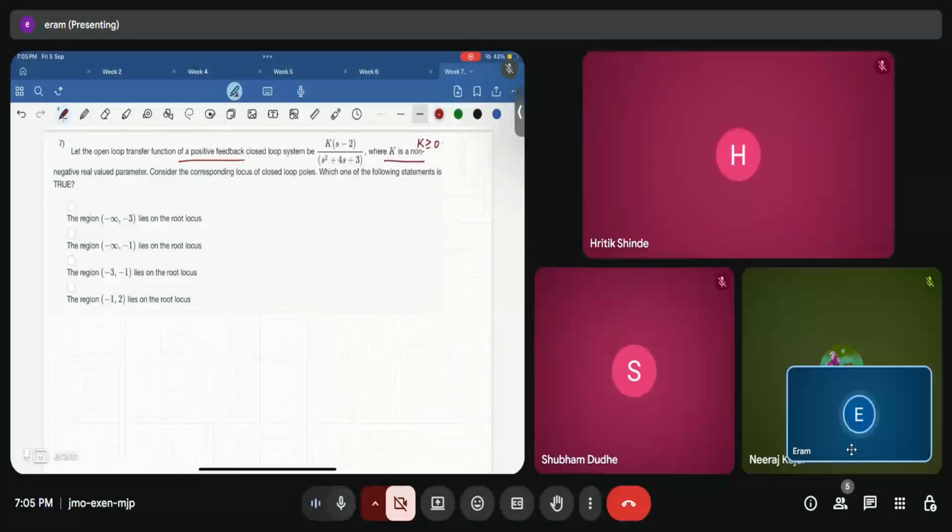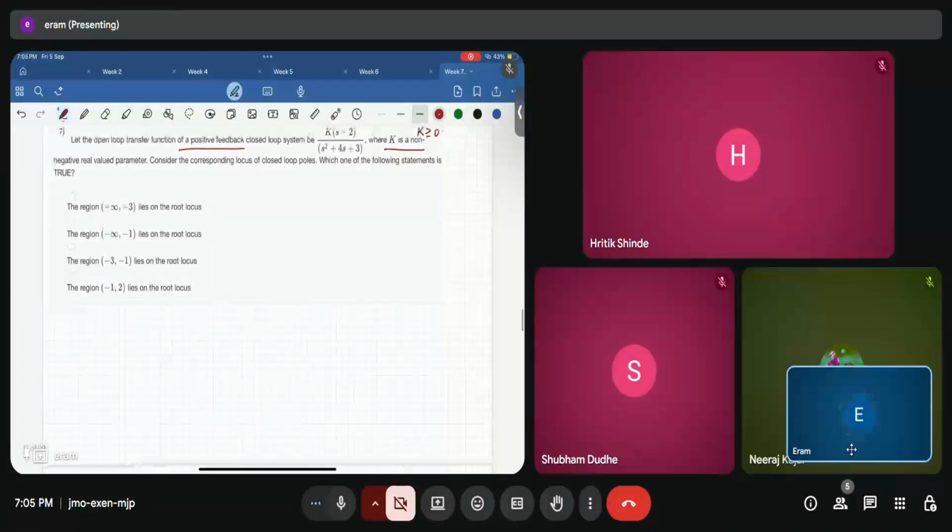So we have to find out the region on the real axis which will be lying on the root locus. Very easy. And we have to follow the concept of complementary root locus, because k is positive but feedback is positive. It is not negative feedback. So our root locus will be the complementary one.